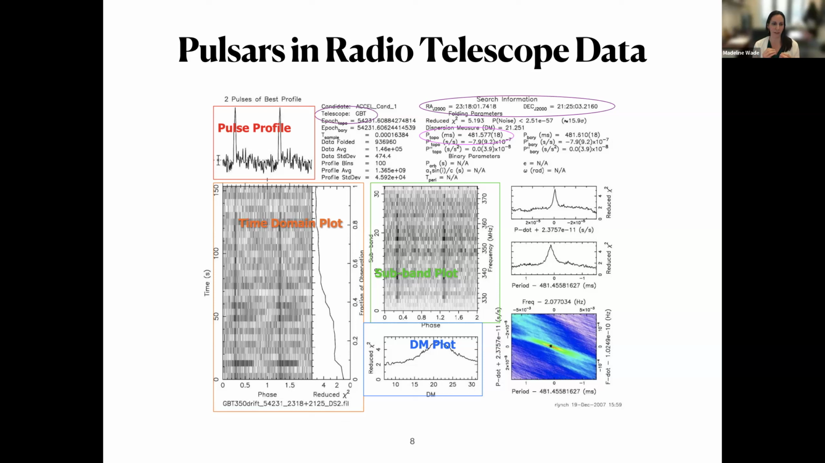So for example, in the plot that's marked time domain plot and subband plot, these two plots, we want to see vertical lines. So this data that I'm showing here is an example of actual pulsar data. This is what a pulsar would really look like.